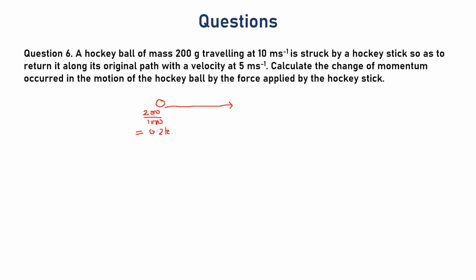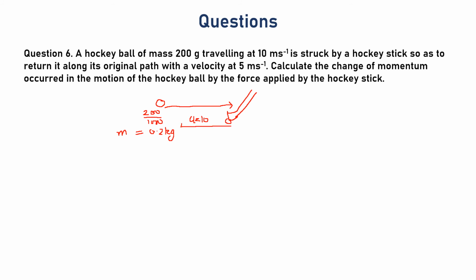So this is the mass of the ball. Mass of the ball is 0.2 kg traveling with 10 meter per second. This is my initial velocity, right? 10 meter per second, so I don't have to make any changes here. It's struck by a hockey stick. Let me draw a hockey stick here. Okay, it is approximately right. It got struck by the hockey stick over here, and then what happened? It returned along its original path. In the same path it was returning back.